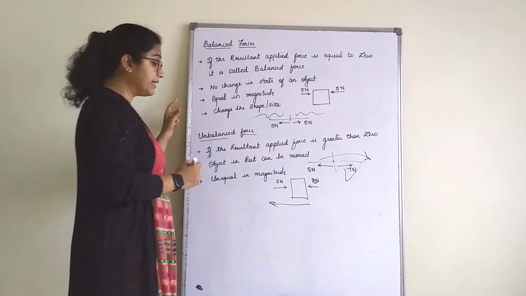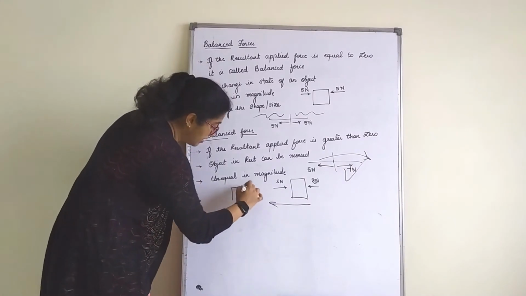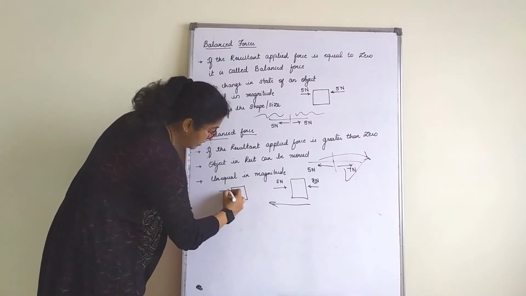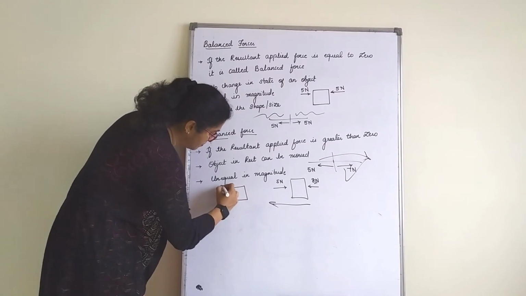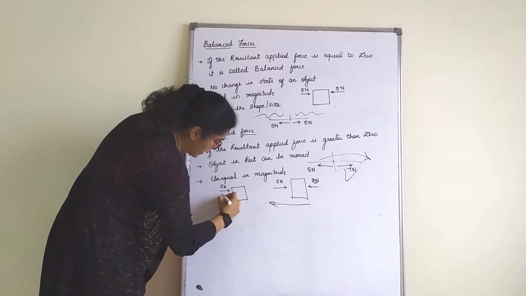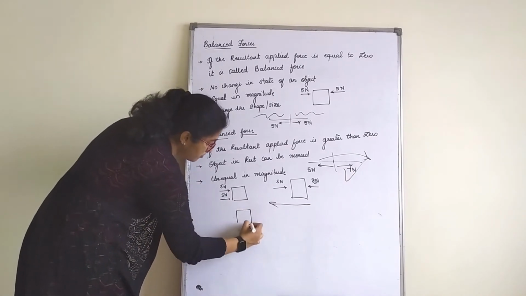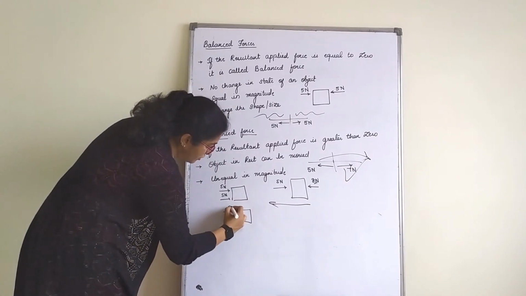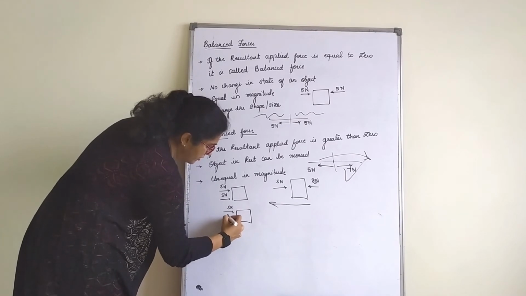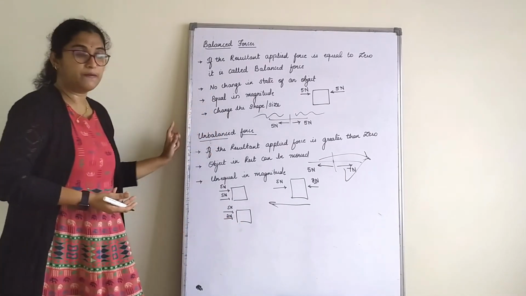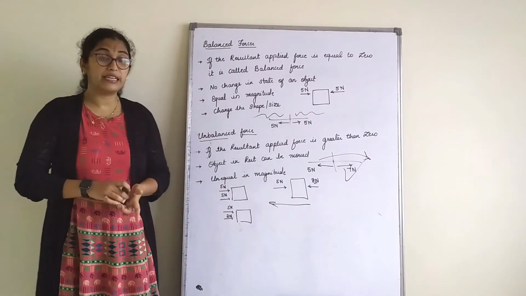One more example I'll give you. Suppose a similar box is there. I am applying 5 Newton. My friend is also applying 5 Newton. Another condition: I am applying 5 Newton. My friend is applying 2 Newton. Okay. What is happening in both the cases here?